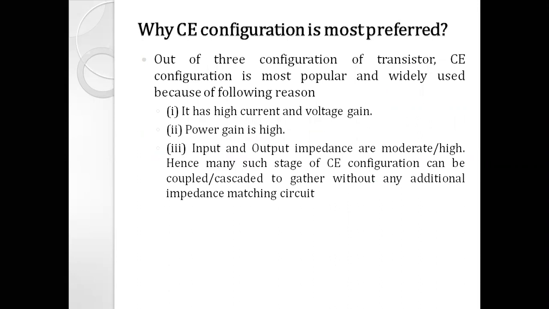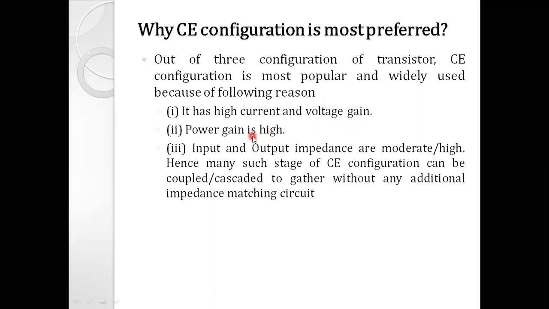So out of these three configuration, common emitter configuration is the most preferred configuration, right? So what are the reasons behind it? The first reason mentioned over here is it has high current and a high voltage gain. In the comparison table, we saw that the current gain and the voltage gain for the common emitter configuration is very high. Even power gain is also high in common emitter configuration.